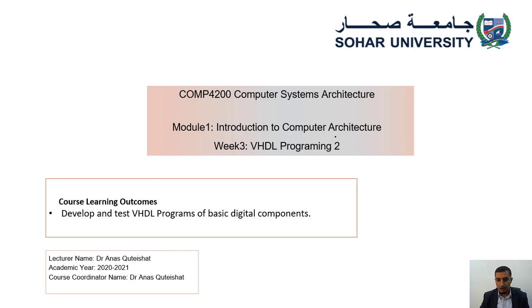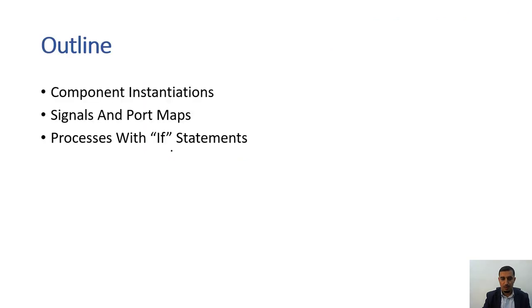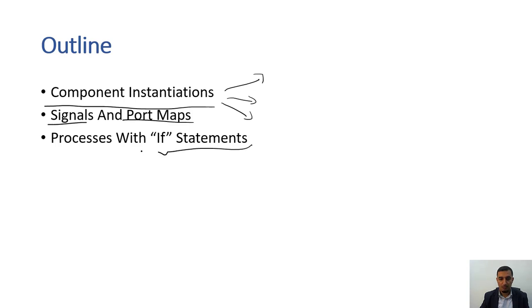This is the week 3, part 1 video for VHDL programming. What we are going to talk about today will be component instantiations, which is how to create more and more components, copies of the same component in our program. How do we do port mapping, signals, and how to implement if statements in our programming.